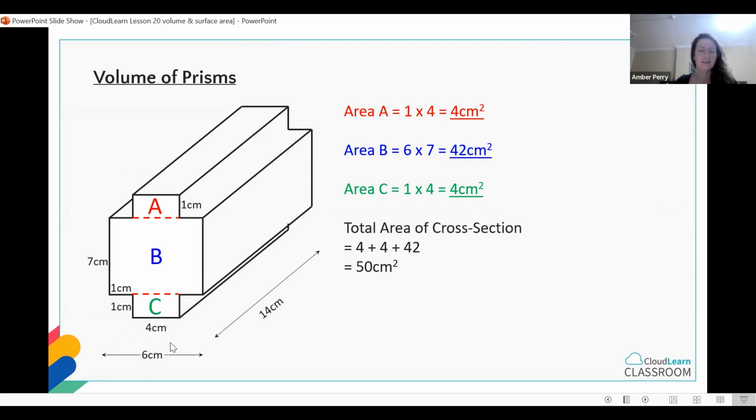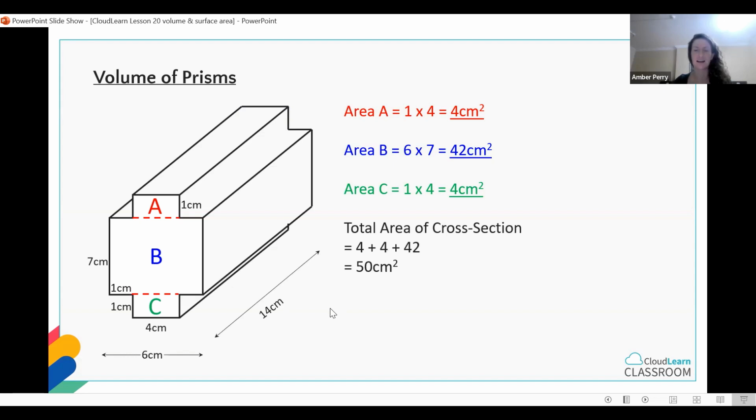Now that we know that, that's most of our work done for us. The final step, simply to find the volume, is to multiply the area of the cross section by the length, by the depth there, which is 14 centimeters, okay?